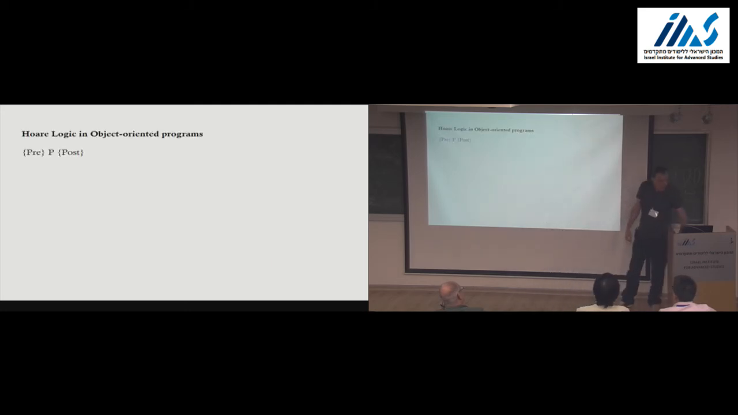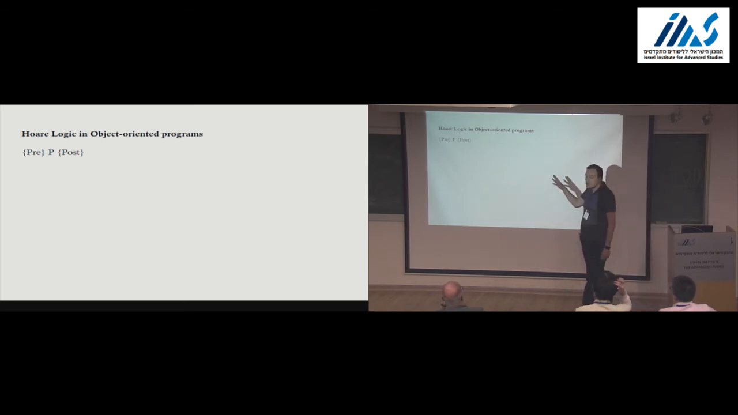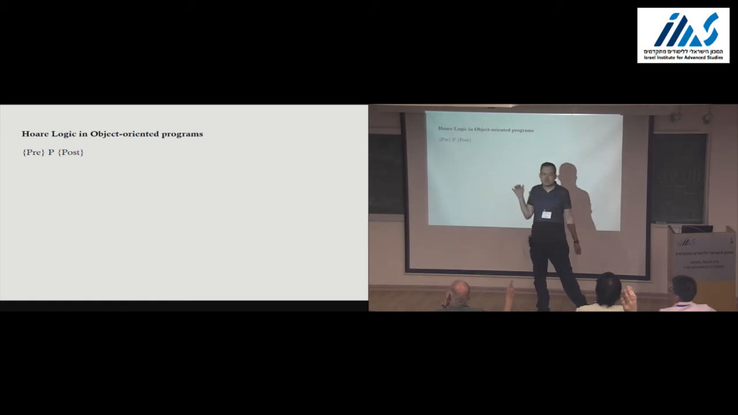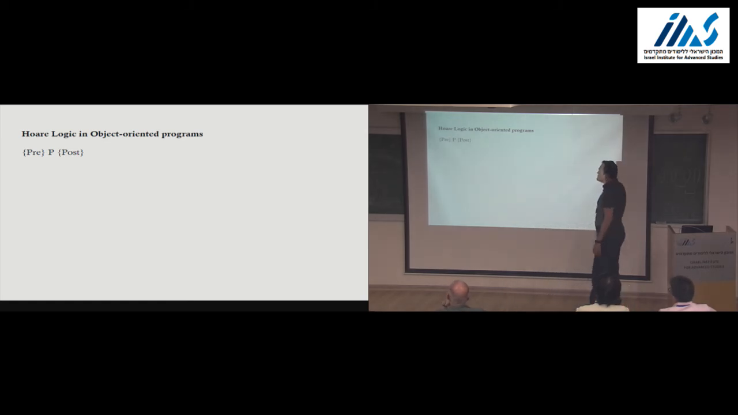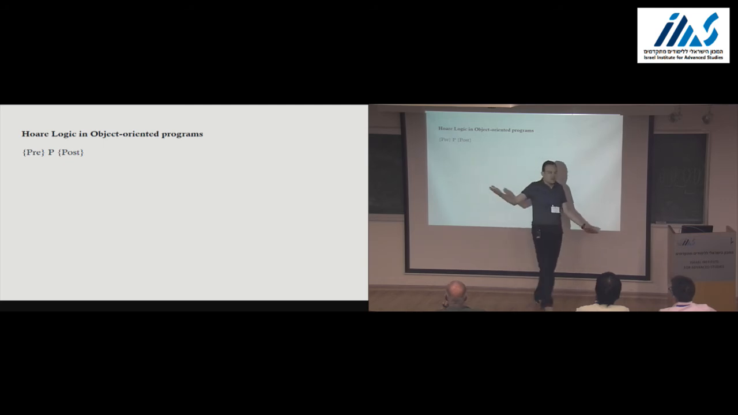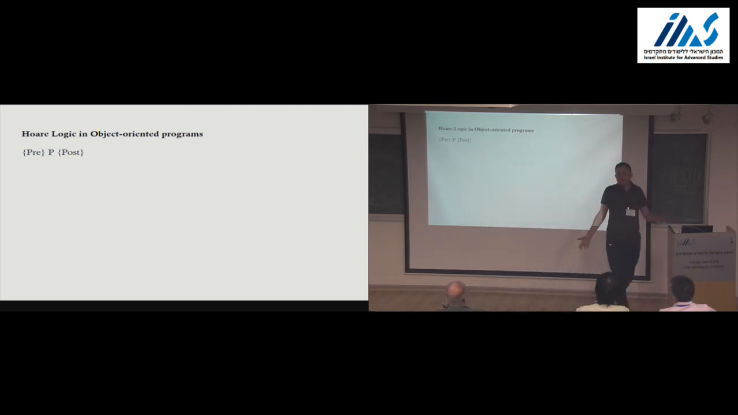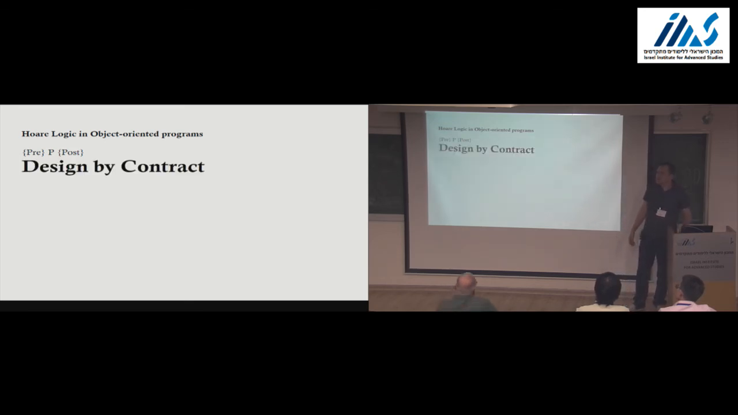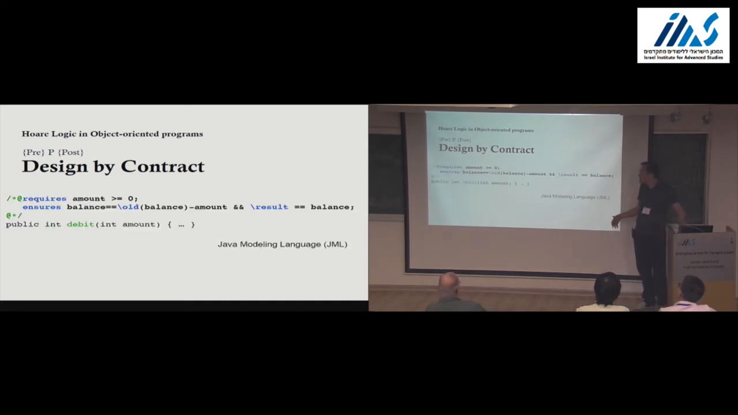This is the problem we're trying to tackle here. How many of you are familiar with the OR logic here? Everybody? Okay, great. We have pre and post conditions for an imperative program. One way of implementing this right now in object-oriented languages is some kind of design by contract, for which you have different frameworks and languages.